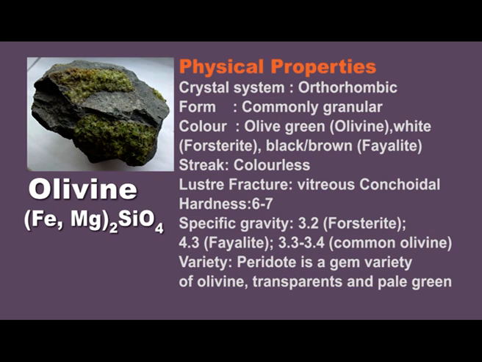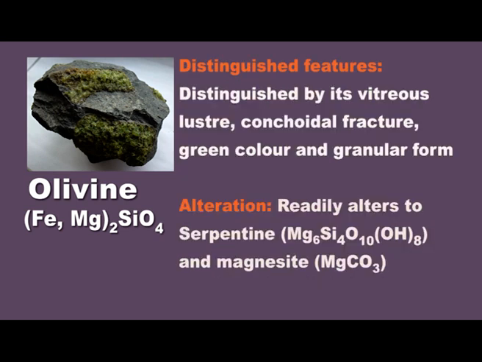Variety: peridot is a gem variety of olivine, transparent and pale green. Distinguishing features: its vitreous lustre, conchoidal fracture, green color and granular form. Alteration: readily altered to serpentine, Mg6Si4O10(OH)8, and magnesite, MgCO3.